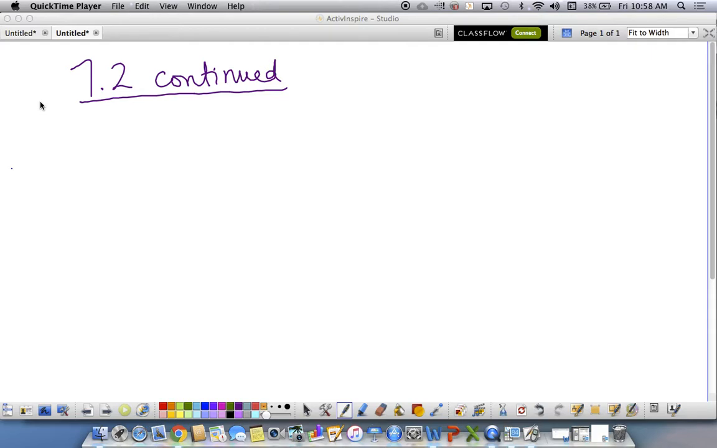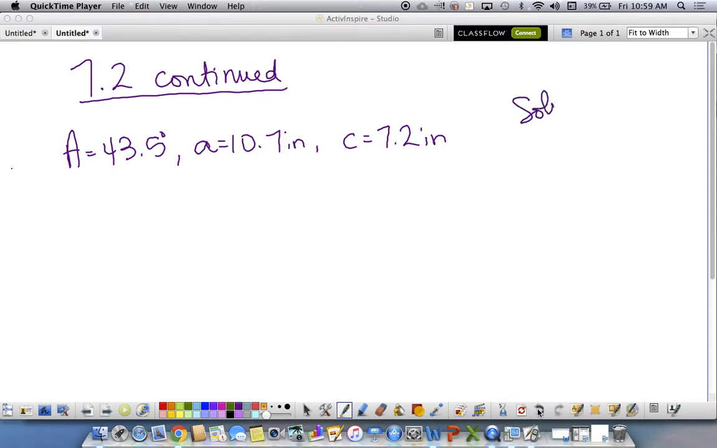Okay, we're back. Continuing on with 7.2, I want to start again where we left off, seeing how many triangles can exist. I'm going to give you angle A, 43.5 degrees. Side A is 10.7 inches. And side C, not B this time, C equals 7.2 inches. And you're asked to solve triangle ABC.